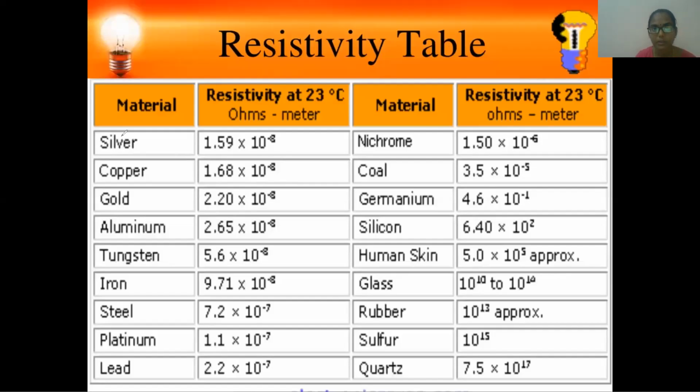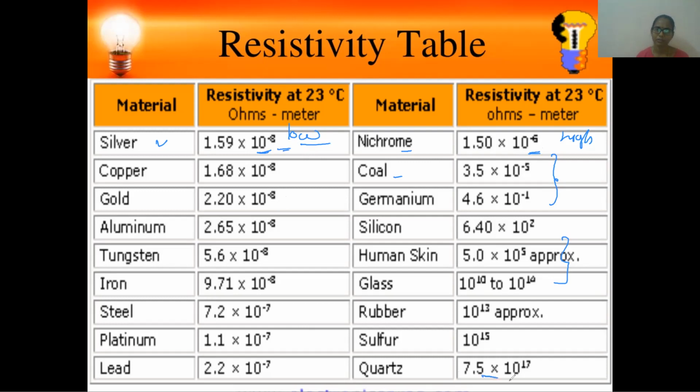You can observe the resistivities of different materials. Silver, copper, gold, these are all good conductors. For conductors, the resistivity is about 10 to the minus 8 ohm meter. But nickel, coal, rubber, sulfur, quartz are good insulators. Their resistivity is high. Insulators have high resistivity, and conductors have low resistivity. Ten to the power minus something is only low compared to this minus 8, so it depends.